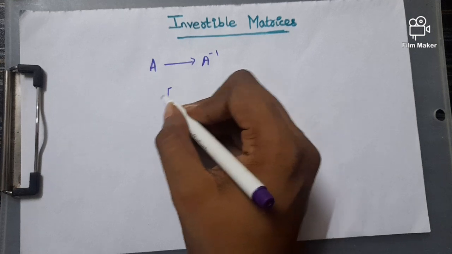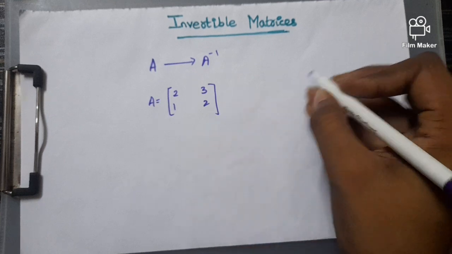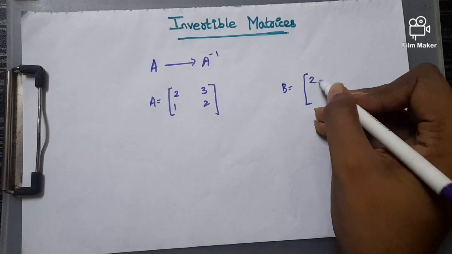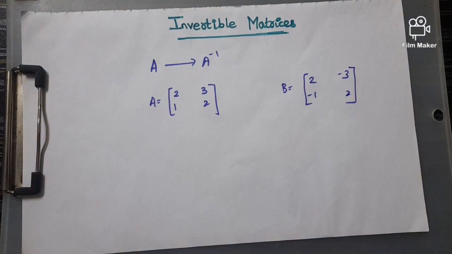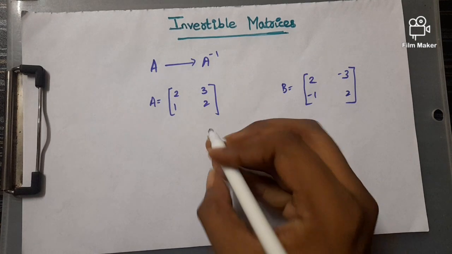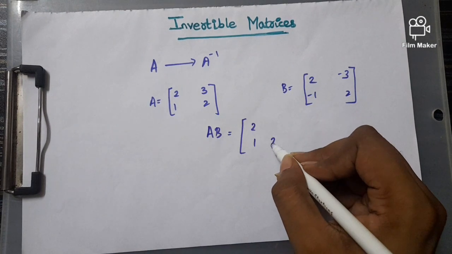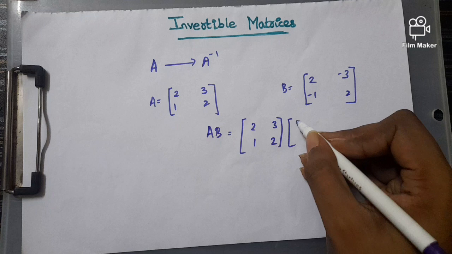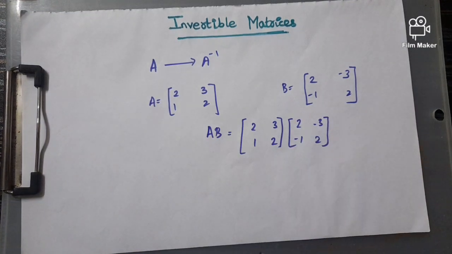As per the example in your textbook, A is 2 3 1 2. Similarly, B equals 2 minus 1 minus 3 2. Only the sign change differs between matrix A and matrix B; if the signs are the same, both matrices are equal, right? Generally, just for understanding, I'm telling you. Now as per the rule, multiply both, that is 2 1 2 3. The numbers are placed by the same rule, but the sign is changed.